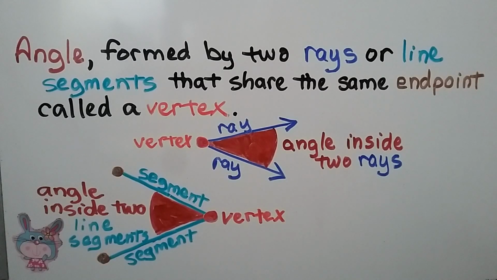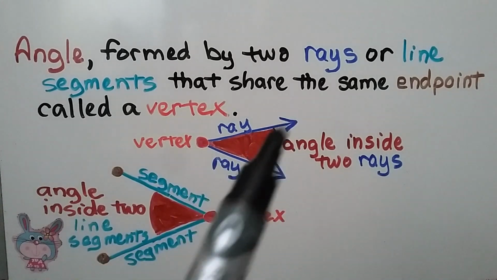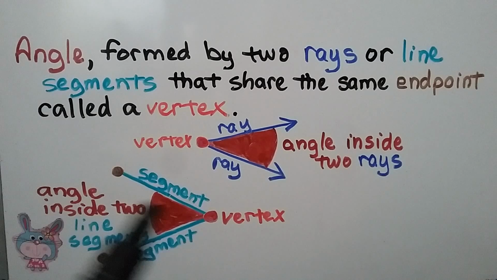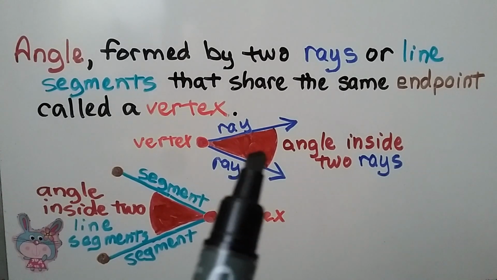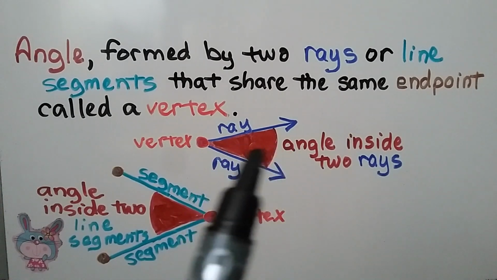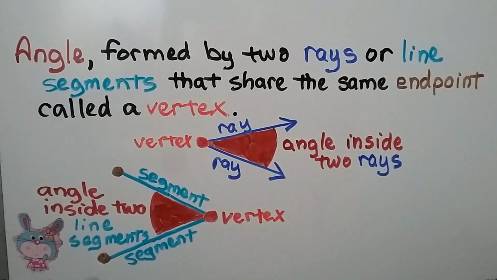Angle. It's formed by 2 rays. Here we have a ray, and here we have a ray, or 2 line segments. Here we have a line segment, and here we have a line segment. And they share the same endpoint called a vertex. So the angle right here is inside of 2 rays. This angle is inside of 2 line segments.